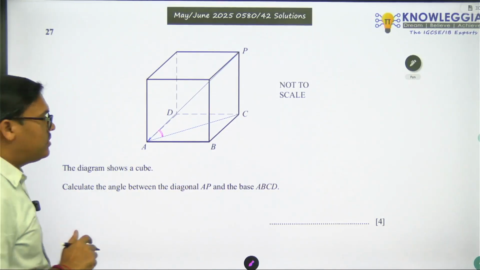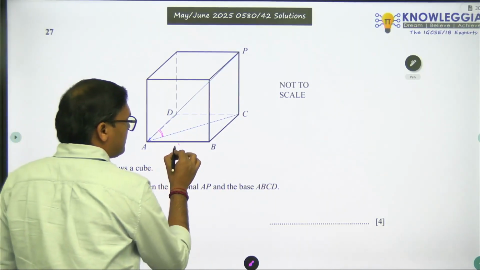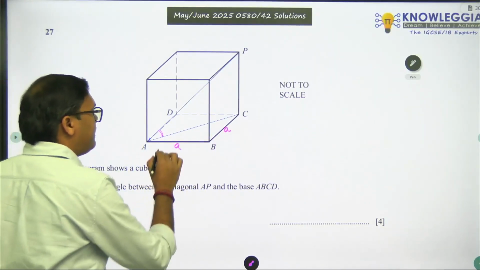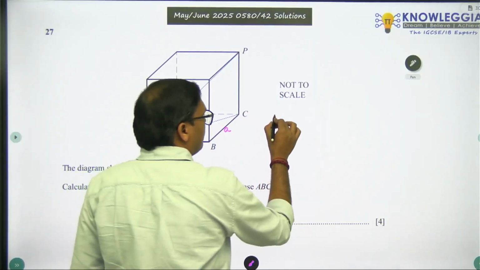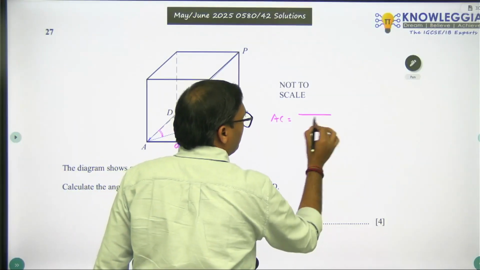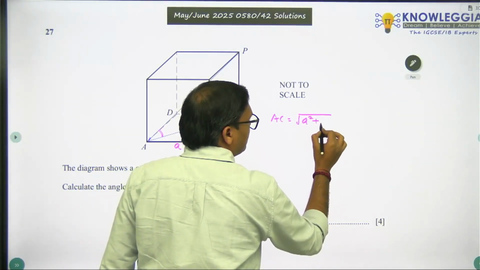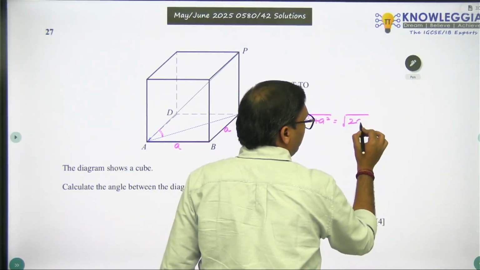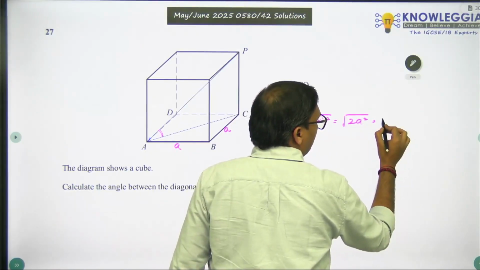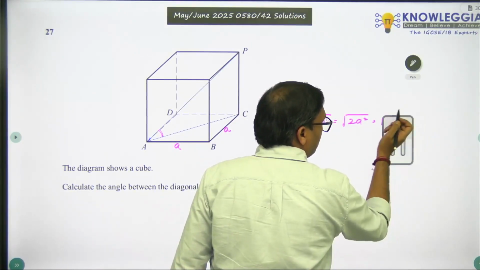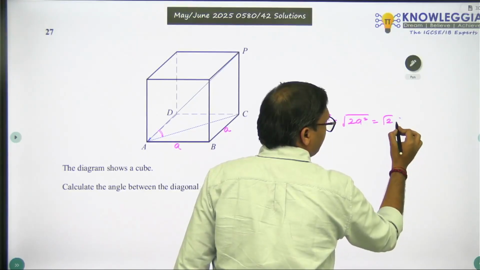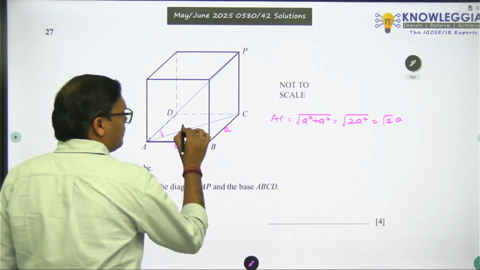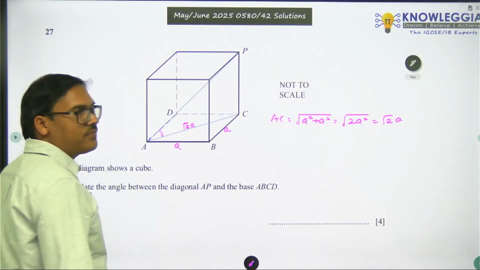Now, this is a cube. So the sides are equal. You can see this side is, let's say, a. This side is also a. So I can easily find the length AC. What is the length AC? This will be equal to under root of a square plus a square, which is under root of 2a square, which is root 2 times a. Root 2a. Correct? AC is root 2a. Right?